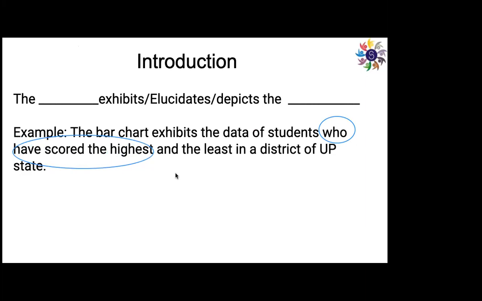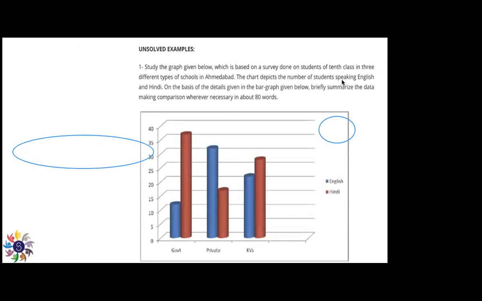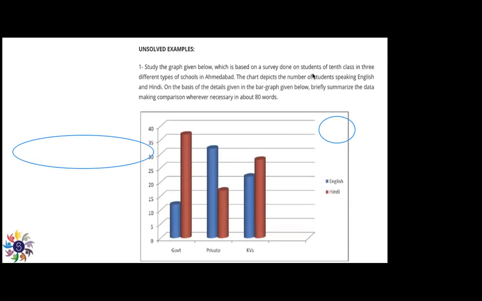अब यहाँ पे हमारा क्या है? It's like the chart depicts the number of students who speak English and Hindi, or who speak 2 different languages, namely Hindi and English. तो इस तरीके से हम कर सकते हैं. You can write it the first introduction, और उसके बाद अभी उसको हमें पढ़ाना भी होगा.